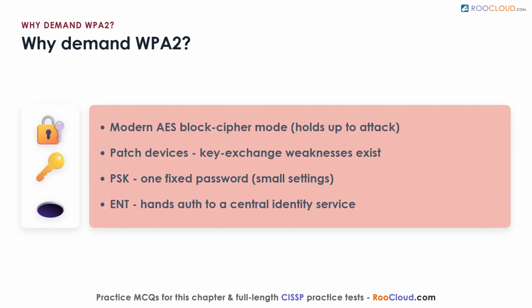This version also introduced two authentication choices you must know. A pre-shared key, meaning a single fixed password for smaller settings, and an enterprise option that hands authentication off to a central identity service. Match the choice to the size and sensitivity of the deployment.